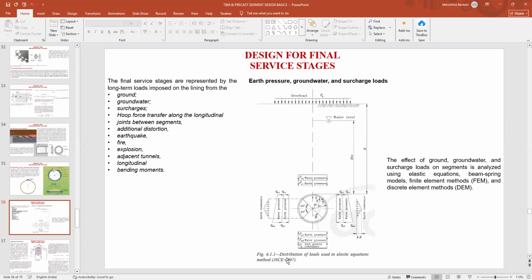Then comes the surcharge. So, okay, we'll just take a half an hour break and then again we'll start at 10:30. Okay? Okay, sir. Okay.